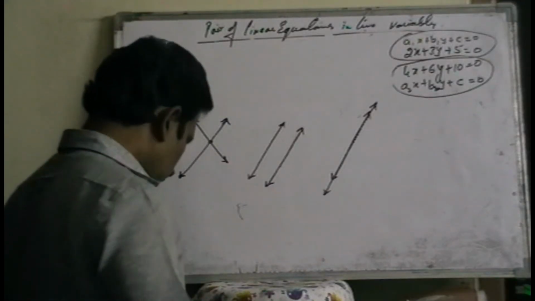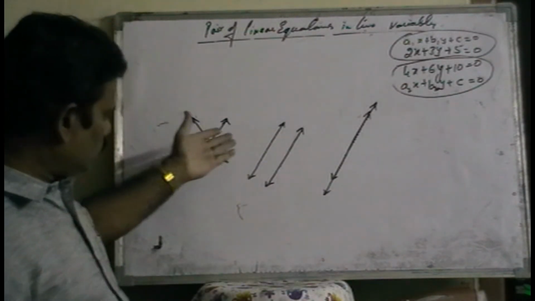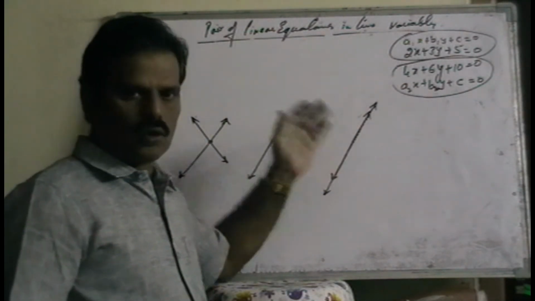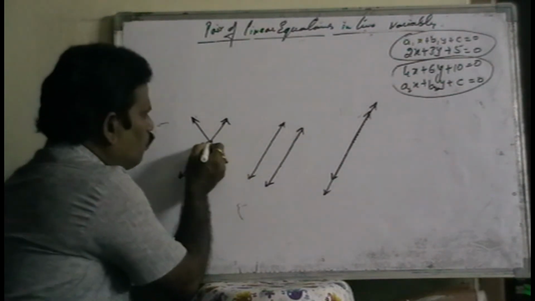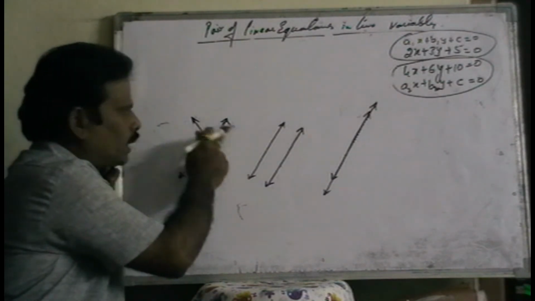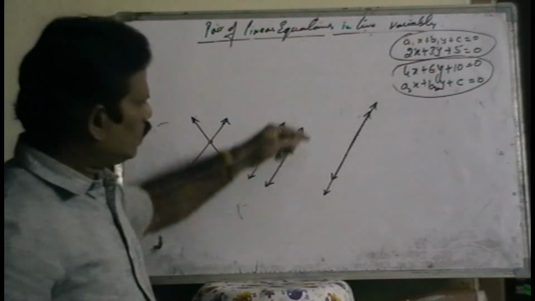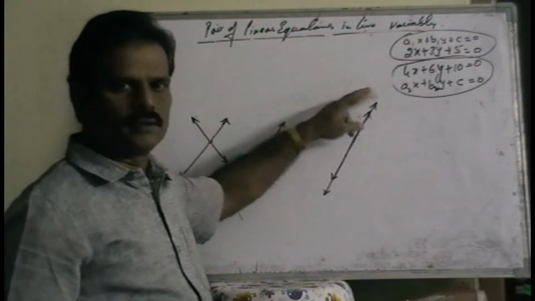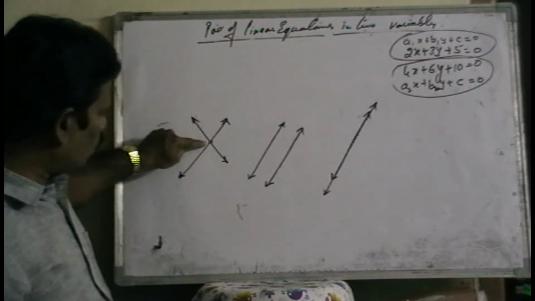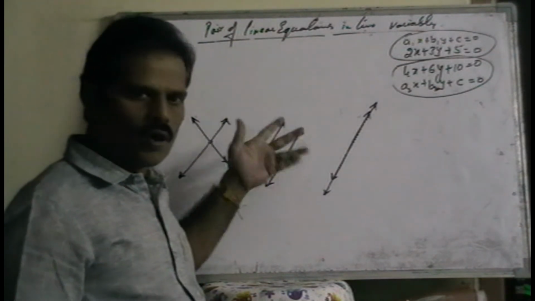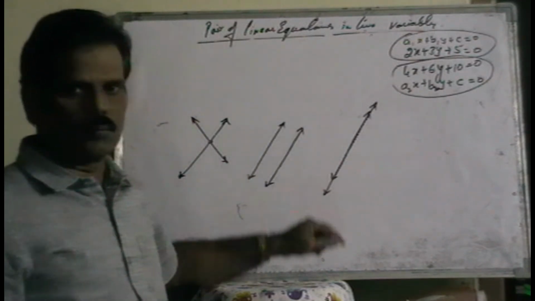Now here, so intersecting lines, parallel lines and coincident lines, right? Now intersecting lines means what? There is only one common point between these two lines. Here no common point between these two lines. Here every point is a common point between the two lines, right? So three types. Intersecting lines means only one common point, parallel lines means no common points, coincident lines means every point is a common point, right?